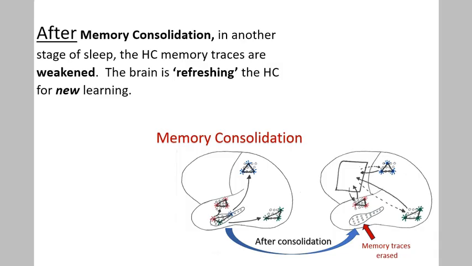Now, a really important thing happens after this memory consolidation process. After memory consolidation, in another stage of sleep, the hippocampal memory traces are weakened. The brain is refreshing the hippocampus for new learning. So take a look at our two brains here. So this is memory consolidation. We see the arrows are moving from the hippocampal memory traces up to the cortical memory traces to strengthen them. And also notice we have now solid lines between the cortical neurons representing that the memory trace got stronger. But after consolidation, look what happened. The hippocampal memory trace has disappeared. It's been erased.